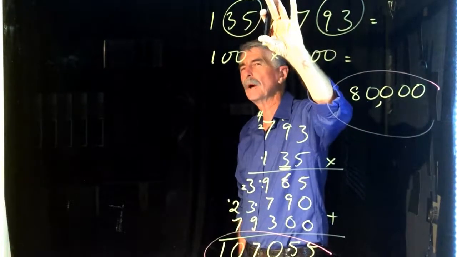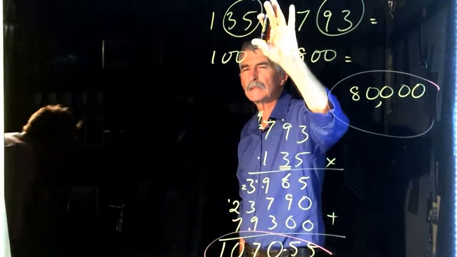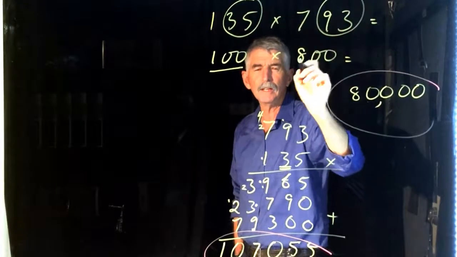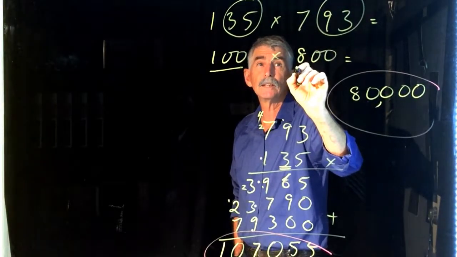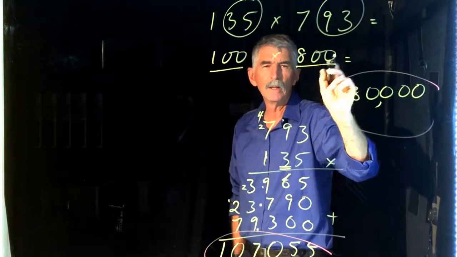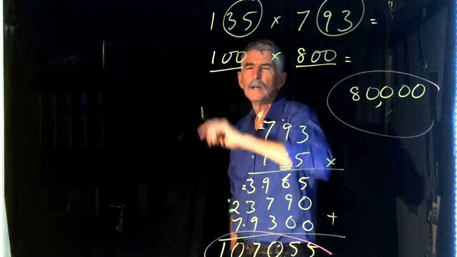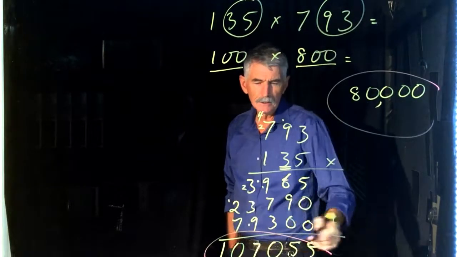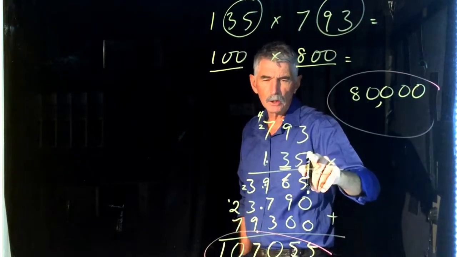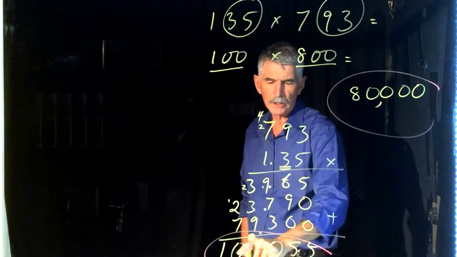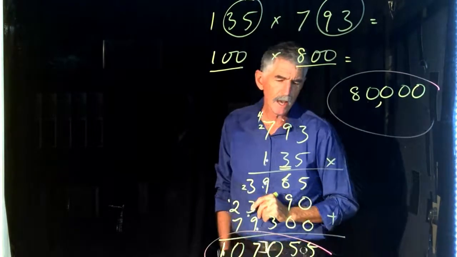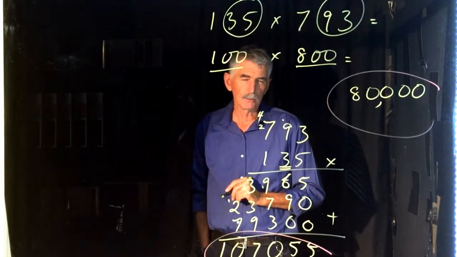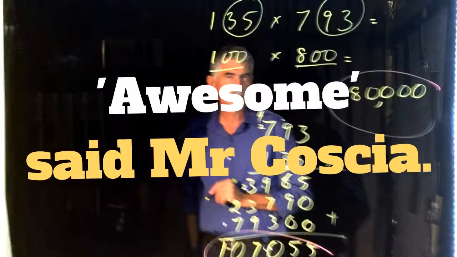So what we've done is we've rounded off the numbers. In this case we've rounded 135 down to 100 and we've rounded 793 up to 800, and then we multiplied 100 by 800 and we've come up with 80,000. So when we multiply 793 by 135 we get 107,055. And I think we'll leave it at that. Awesome.